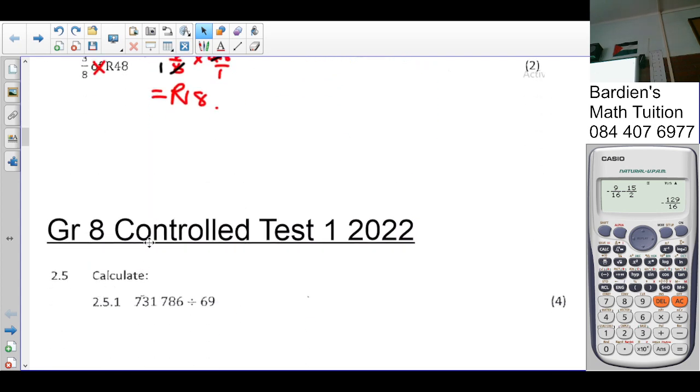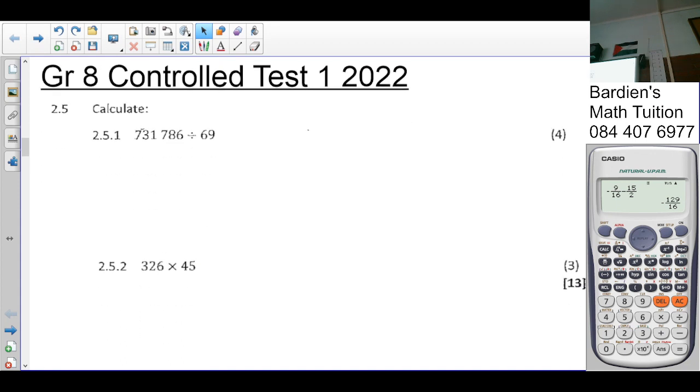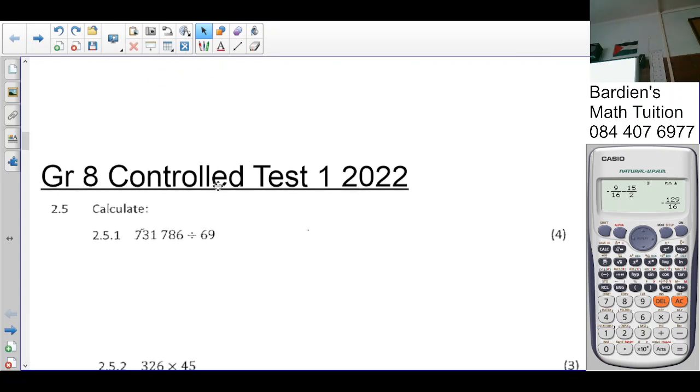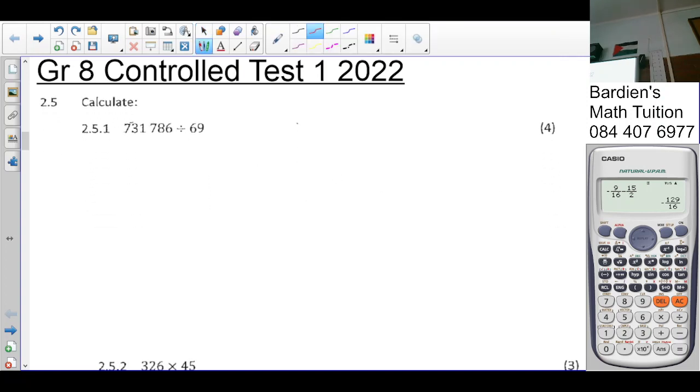The next one, number 8. And number 2, 5.2, 2.5. Divide. People, we have done quite a few of these here, no? Not so. I expected you all to get this right. Of course you didn't. So you got 731,786 which we divide by 69.